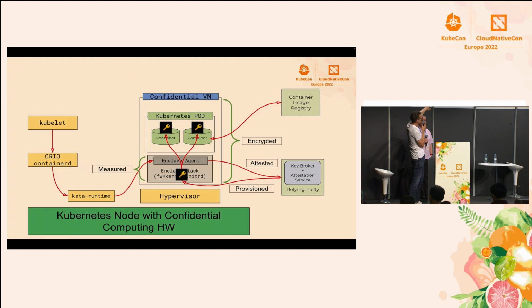But what we realized is that we acknowledged there's a very strong bond between that part and the right-hand side, which is basically all the attestation parts: the key brokering service and the attestation service. And when trying to integrate our project with this, we realized that there's a myriad of different projects trying to do this.